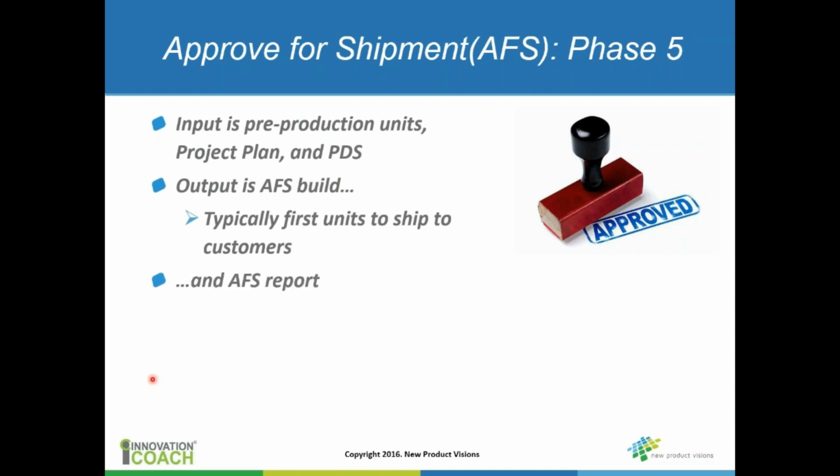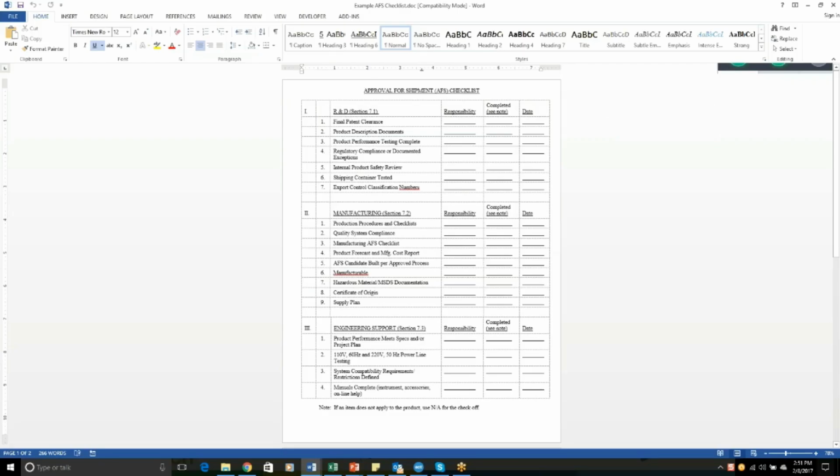And then the other output, I think, should be what I would term an AFS report. An AFS report really should have its own checklist. This is really the final step where the business is going to say, yes, we're ready to go to market. So there'll be different sections for this checklist. For R&D, do you have final patent clearance? Have you done an internal safety review with the product? Is everything ready within the system in terms of ECCN numbers and so forth?